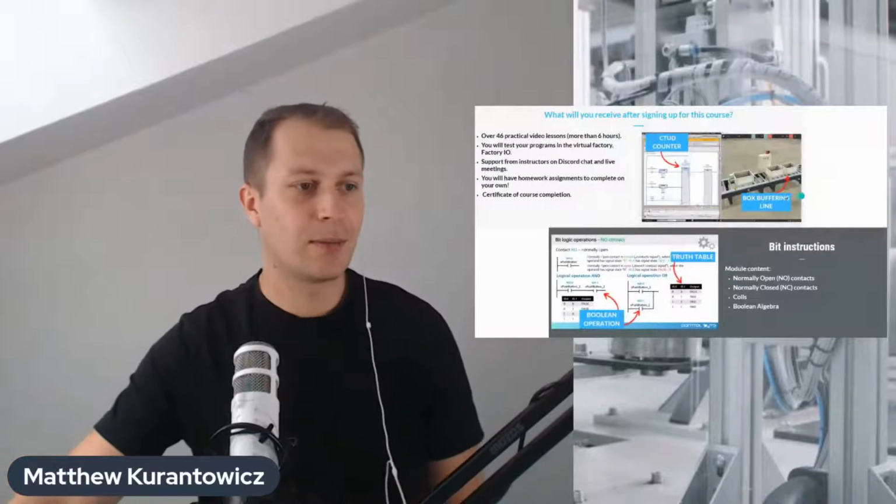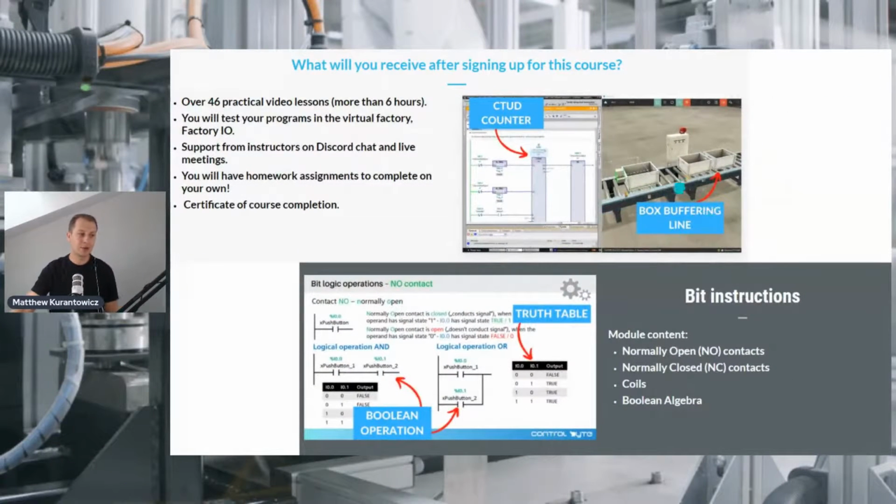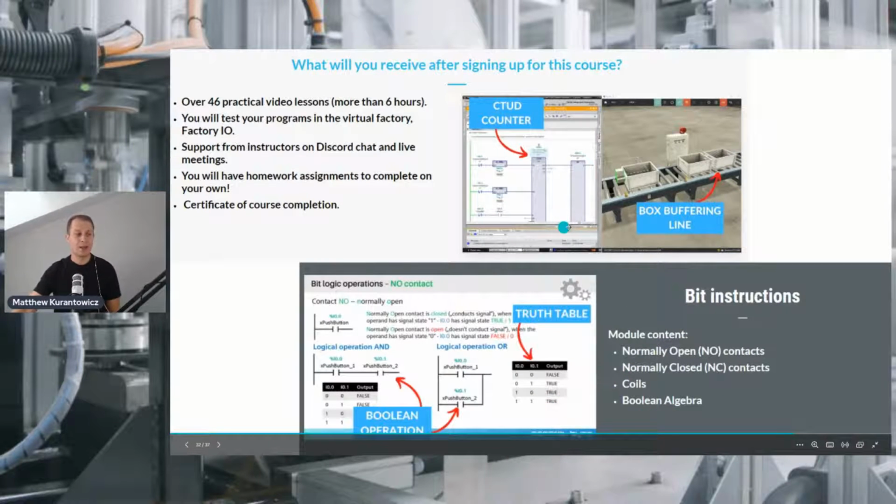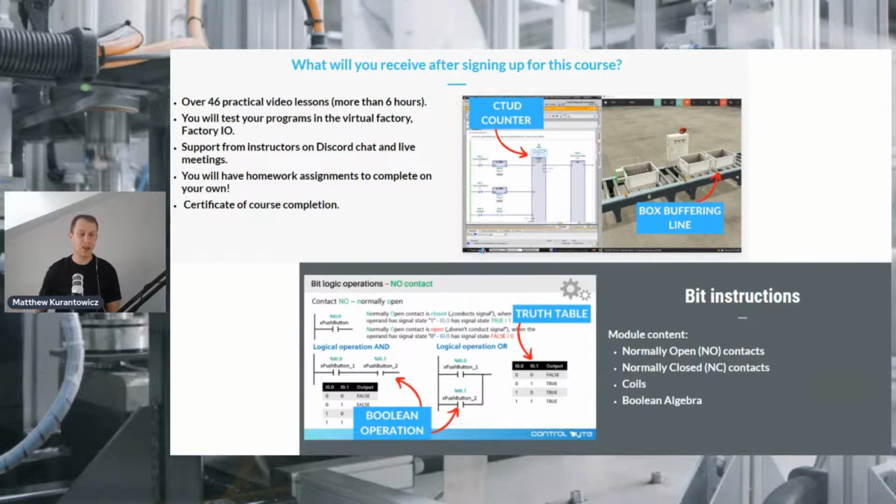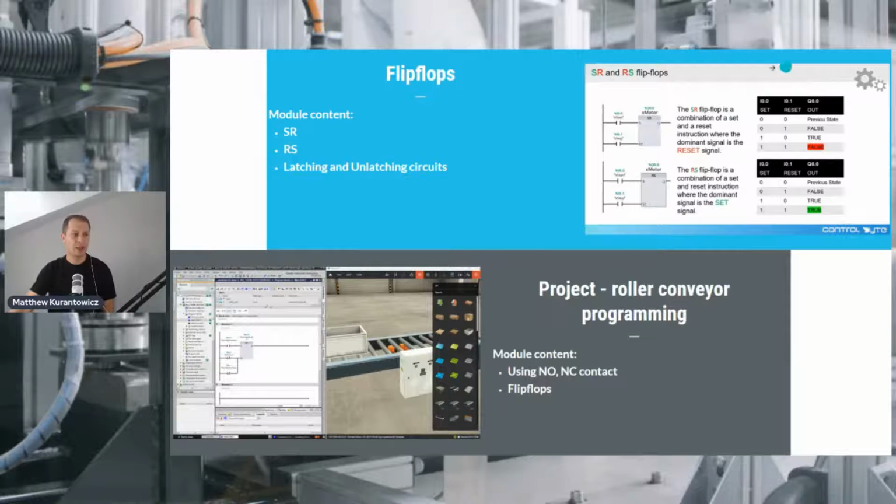Which projects? For example, here we have buffering containers projects. You will use CTUD counters. You will learn about bit instructions, for example, normally open contacts, normally closed contacts, Boolean algebra, and we'll explain everything from scratch. If you don't know about PLC, we explain from scratch on our e-learning platform. Next, we have flip-flops, and if you learn basic instructions from the standard library, you will easily go to the projects.